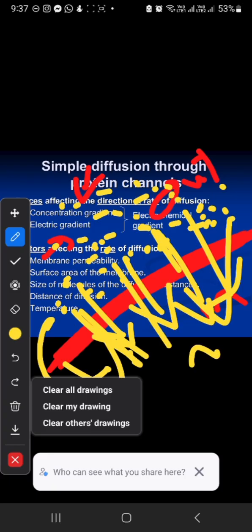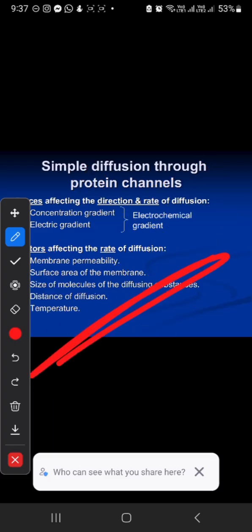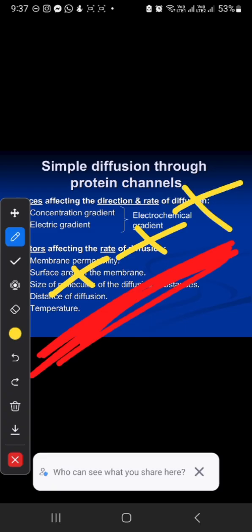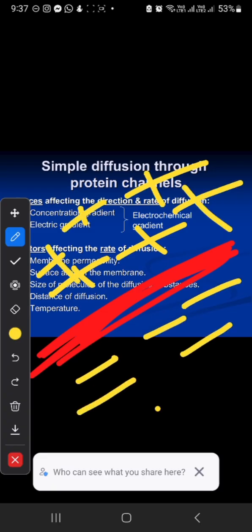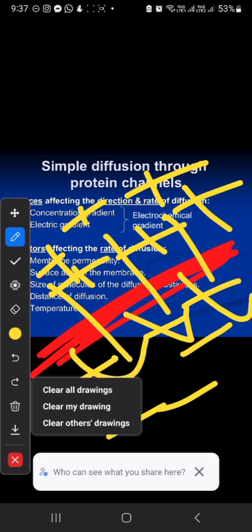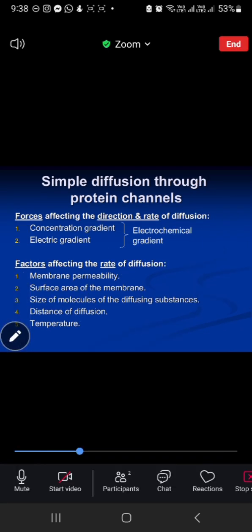The same goes with the electrical gradient. Again, that's the cell membrane. Outside is positive electrical gradient and inside is negative electrical gradient, so the substance will move that way, down the electrical gradient, with a high rate.